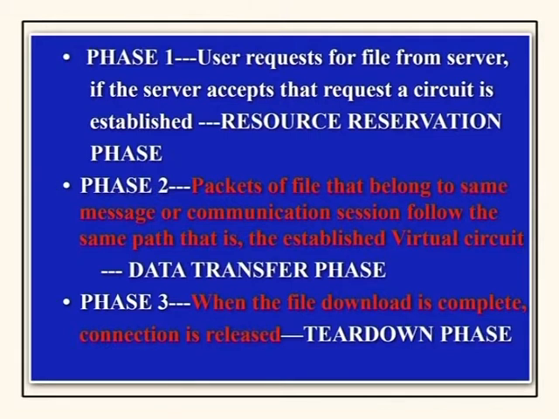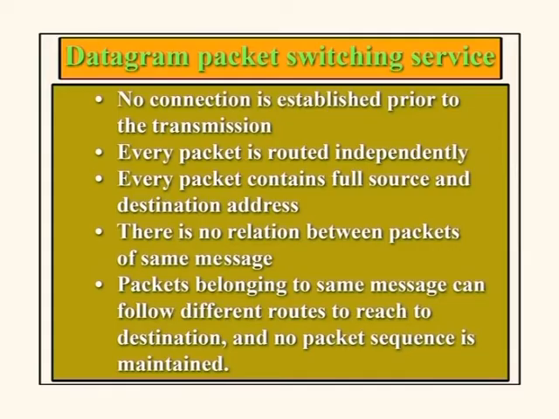When the file download is complete, the connection is released and the virtual circuit is torn down. The second type of packet service provided by the network layer is datagram or connectionless service. In datagram packet switching service, no connection is established prior to the transmission. Every packet is routed independently.